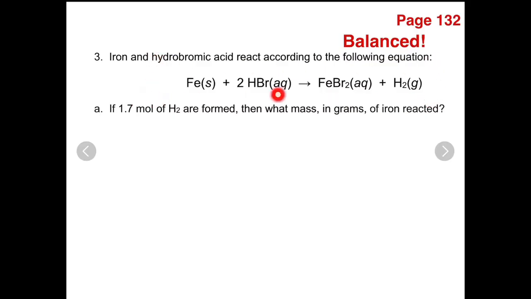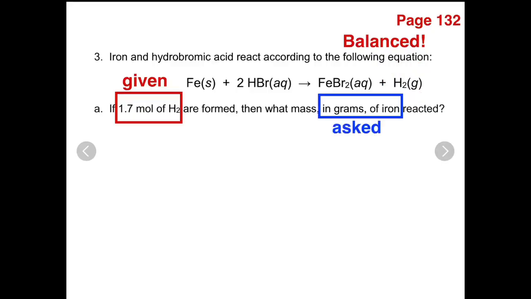Once you know that this reaction is already balanced, then you can do all the calculation. So before starting any calculation, make sure that the chemical equation that is given is already balanced. If it's unbalanced, you will need to balance it, because you need to use the balanced coefficients in order to do the calculation. What it's given us is 1.7 mole of hydrogen gas. So it's giving us the product in this case. It's asking for the mass of iron reacted, which is the reactant. So this one is giving you product, asking you the reactant.